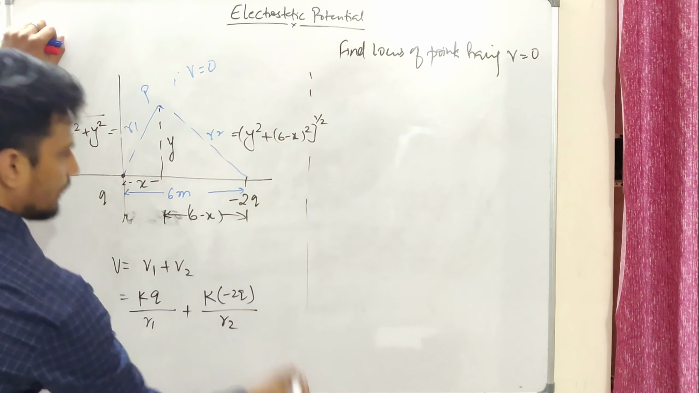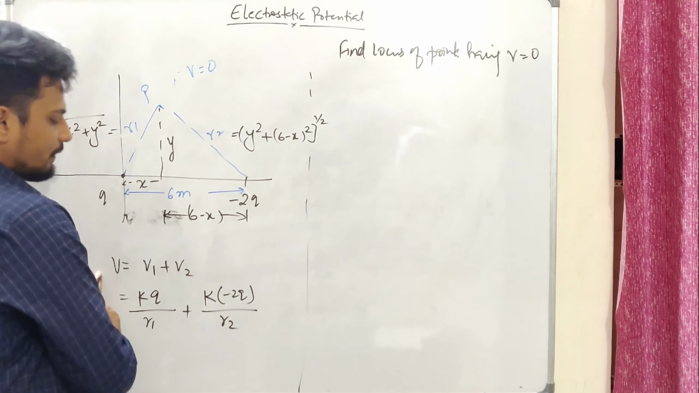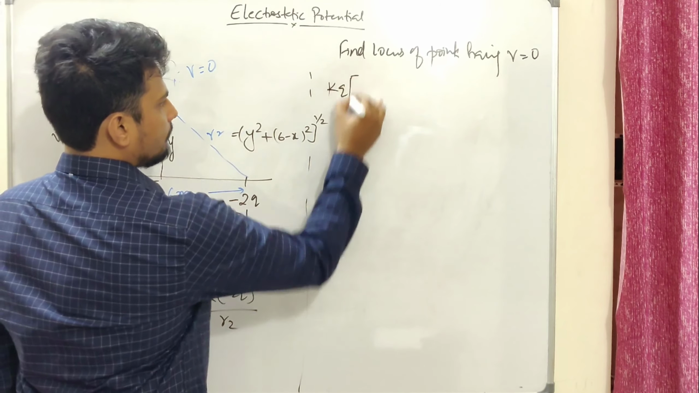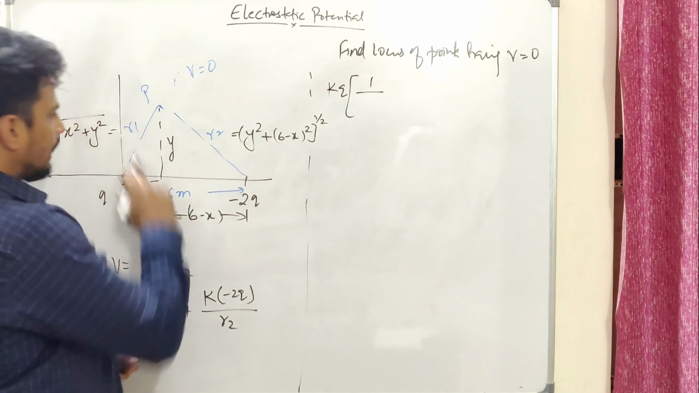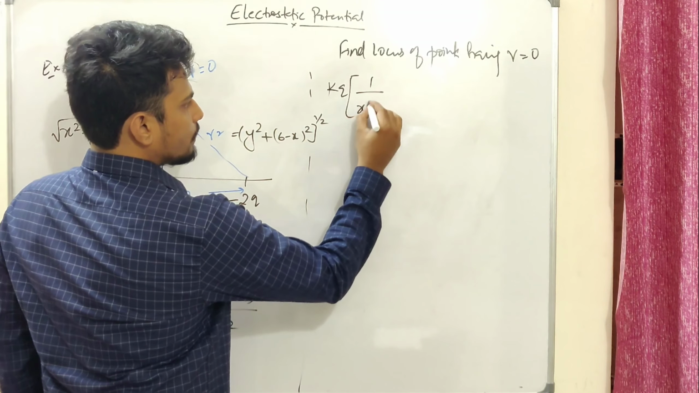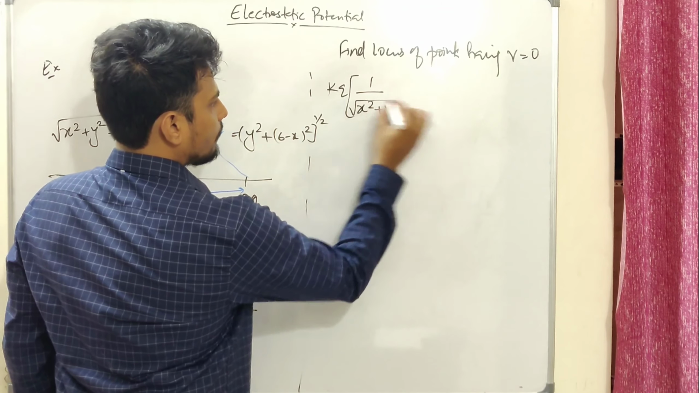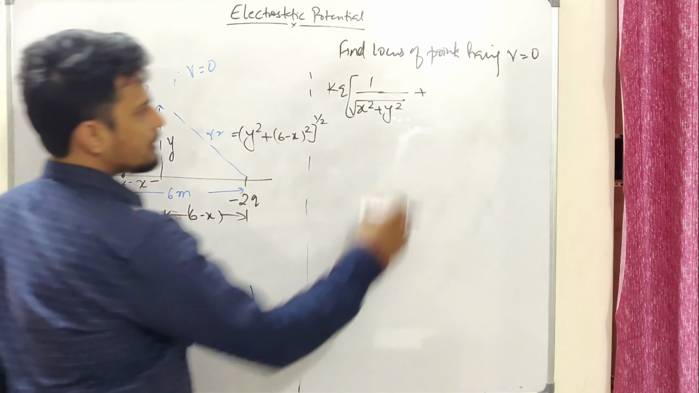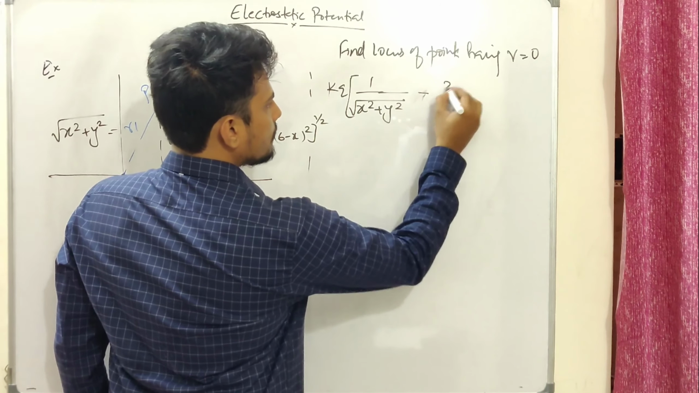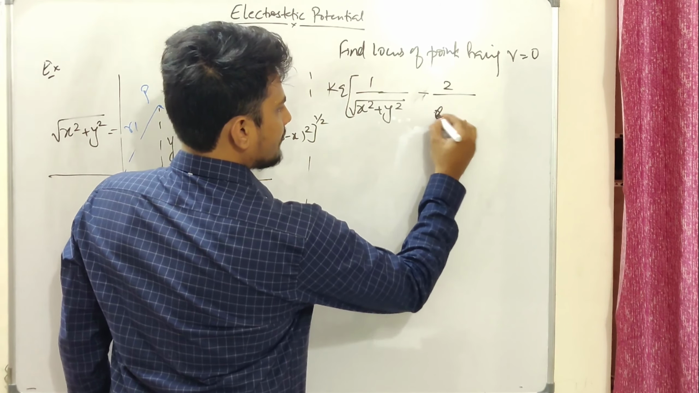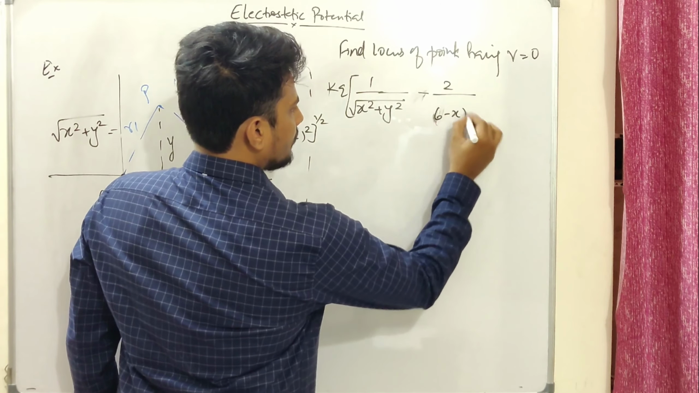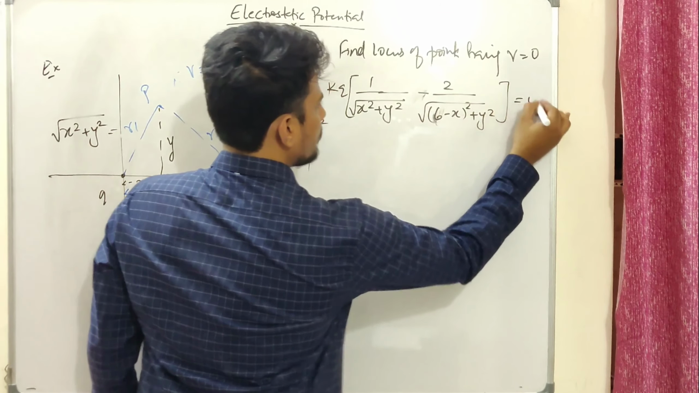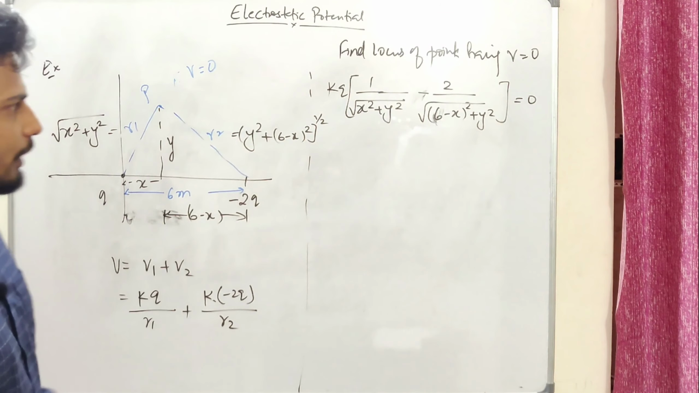Okay, let's get one part of this. We know that V should be 0. It means k can be taken out common. I'll have kQ common, then 1 over the square root of x squared plus y squared, plus minus 2 over the square root of (6 minus x) whole squared plus y squared, and this should be 0, as per the given condition that potential should be 0.